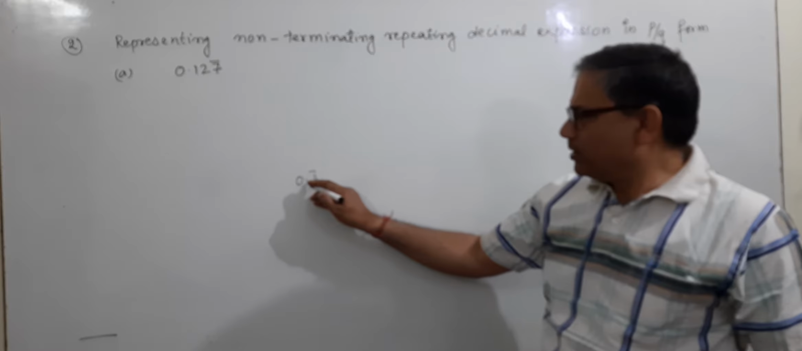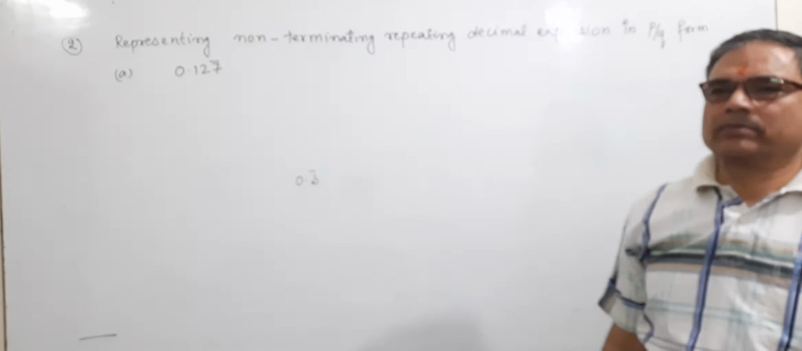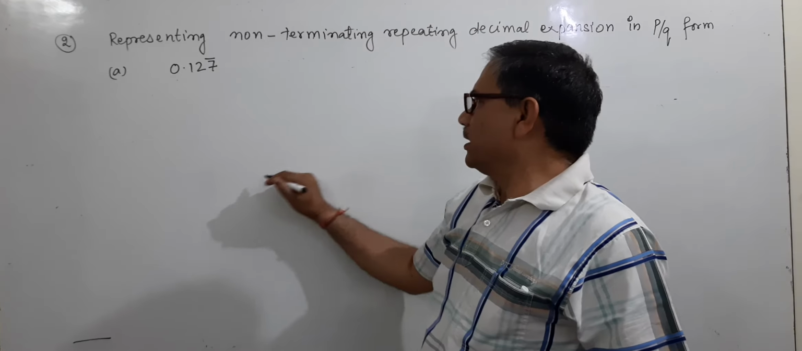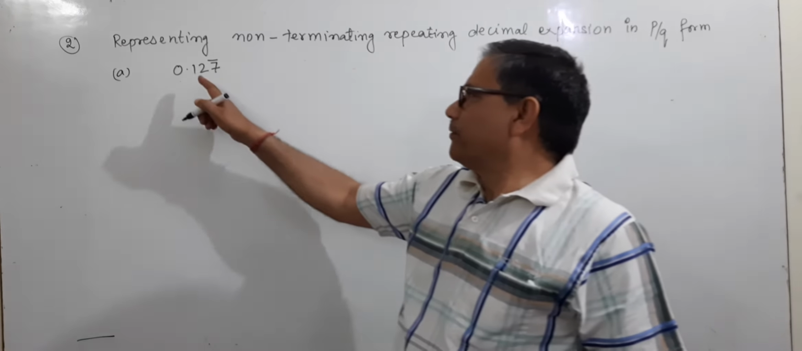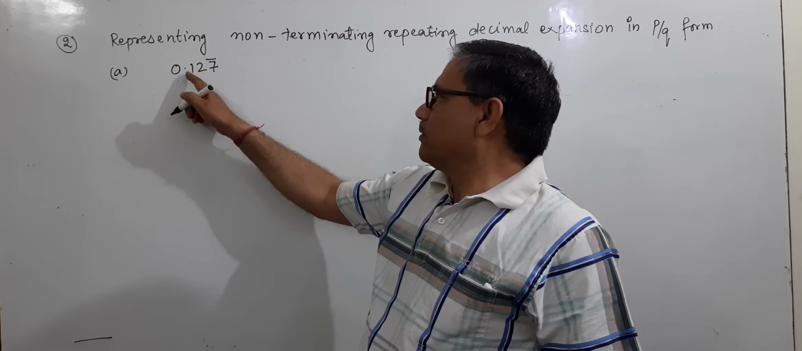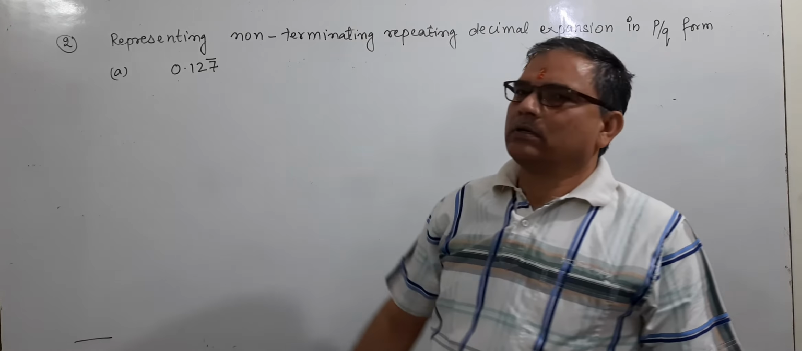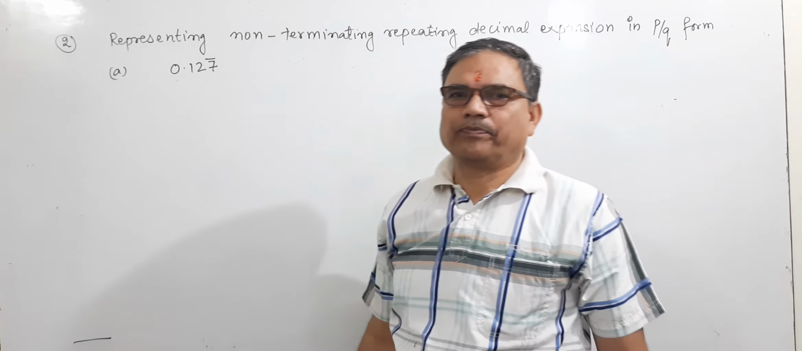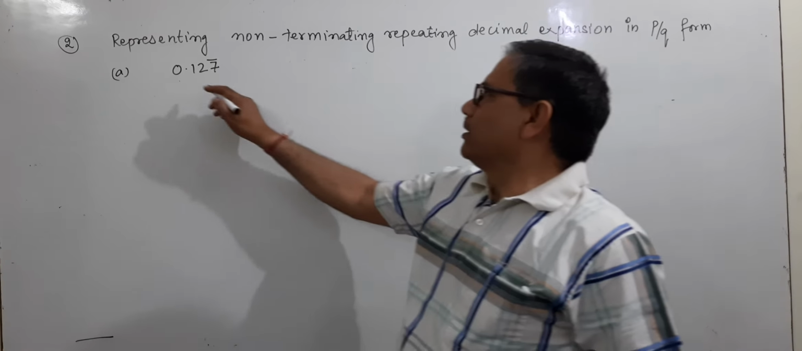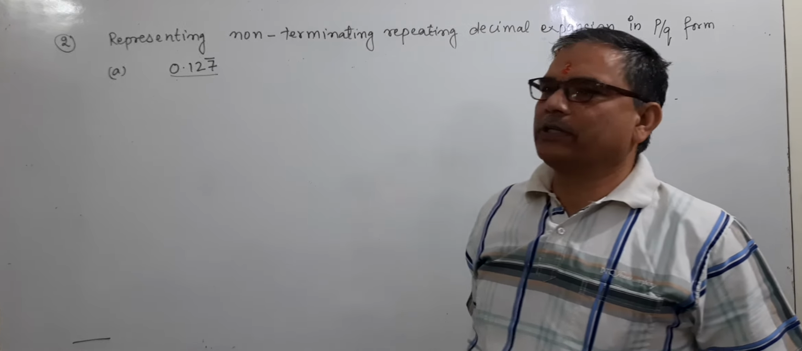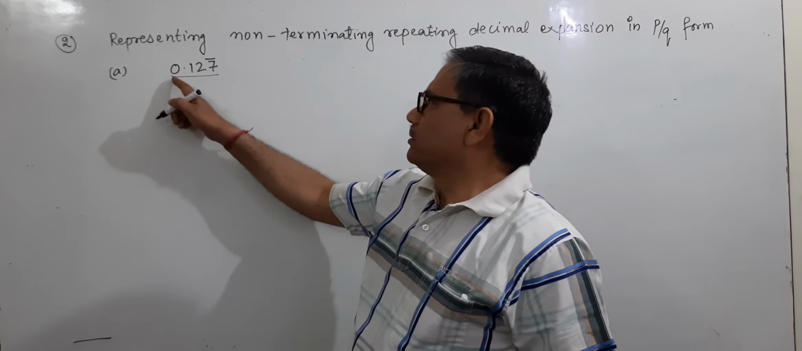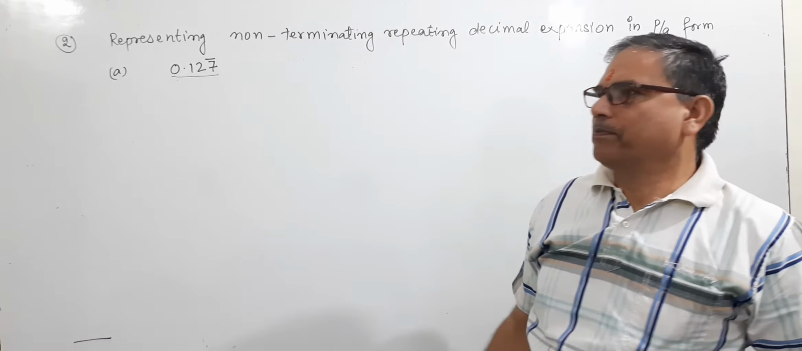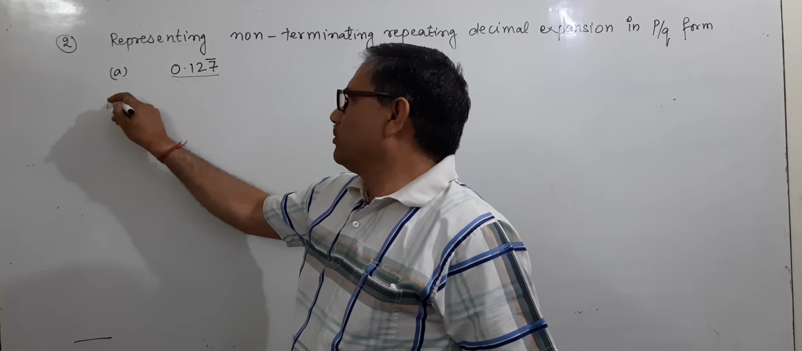The repeated number was just after the decimal. And now what is the difference? Here the repeated number comes after two digits after the decimal. Then what is the way to solve it? There are two or three methods to solve these types of questions, and you can do it by any method.